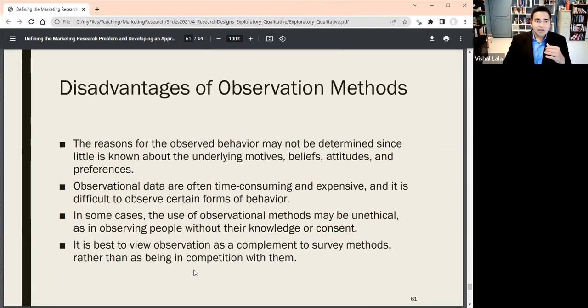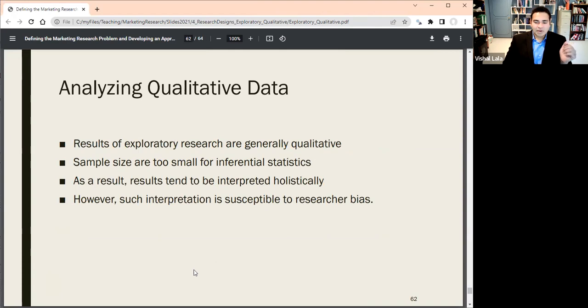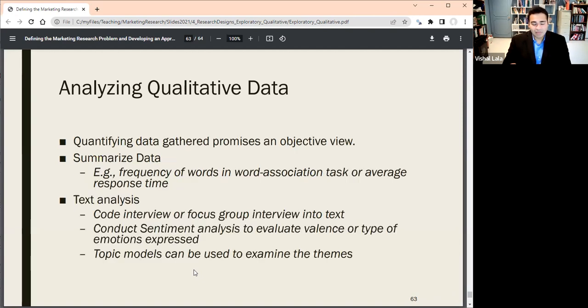Okay. So to wrap it up then, a lot of exploratory research methods tend to be qualitative. We've already seen this. They tend to have small sample sizes that are too small to conduct inferential statistics. The results tend to be interpreted in context or holistically. And there is a huge chance of researcher bias with this sort of research.